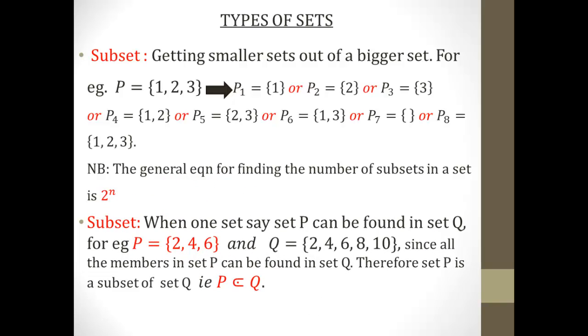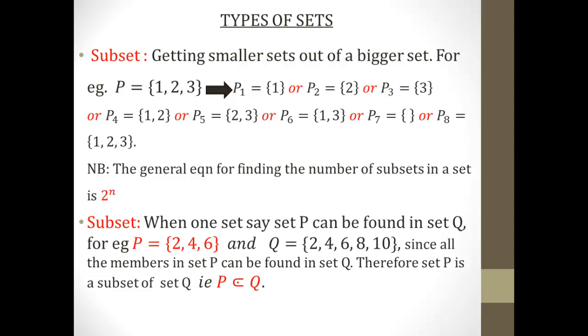Another way of dealing with subsets is when you have two sets in consideration, and one of the sets can be found in the other. The smaller one becomes a subset of the bigger one. What do I mean? Let's take for example what I have on the screen. P is {2, 4, 6}, and our Q is {2, 4, 6, 8, 10}. So from the screen we know that P, which is {2, 4, 6}, can be found in Q.